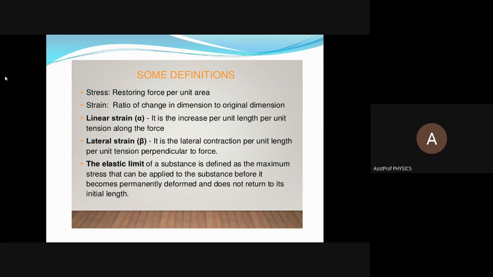So how do you measure the strain? Depending on the stress you give, the body will strain. How do you measure the strain? For any work to be done, you have to apply force. When you apply force to the body, it causes changes. Some change will happen, and that change is called strain.